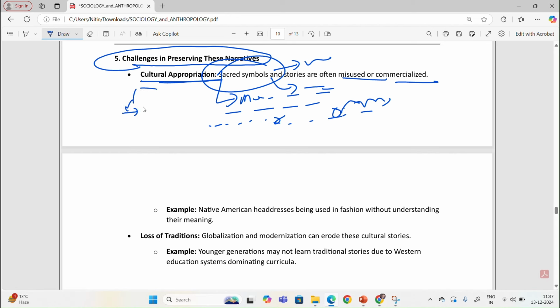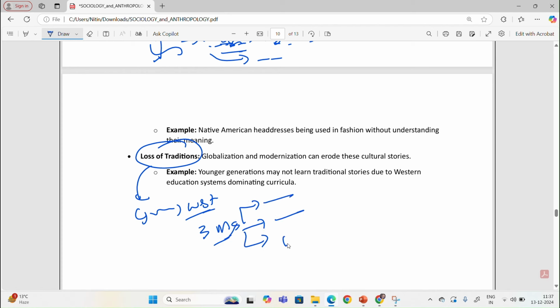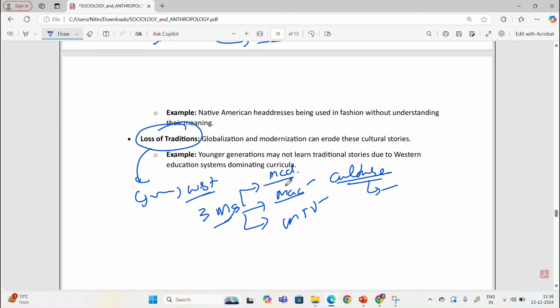Also, a way of cultural appropriation is misjudgment. Example: the swastika of the Hindus is often confused with the Nazi symbol, and then it is appropriated in foreign countries in the wrong way. Then there is loss of tradition also, because of globalization and imposition of Western culture. As I said, the three M's: McDonald's, Macintosh, and MTV culture. So this has eroded local cultures. So that's the challenge to these narratives.